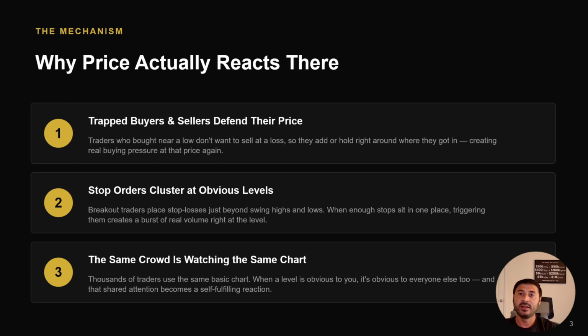And number three, the same crowd is watching the same chart. Thousands of other traders are looking at the same exact candles that you are. So if a level is obvious to you, it's obvious to almost everybody else as well. And that shared attention is what makes the reaction happen. It becomes self-fulfilling because everyone is watching the same spot and reacting the same way. So support and resistance isn't some mystical force, it's just human behavior and order placement repeating itself at the same prices.